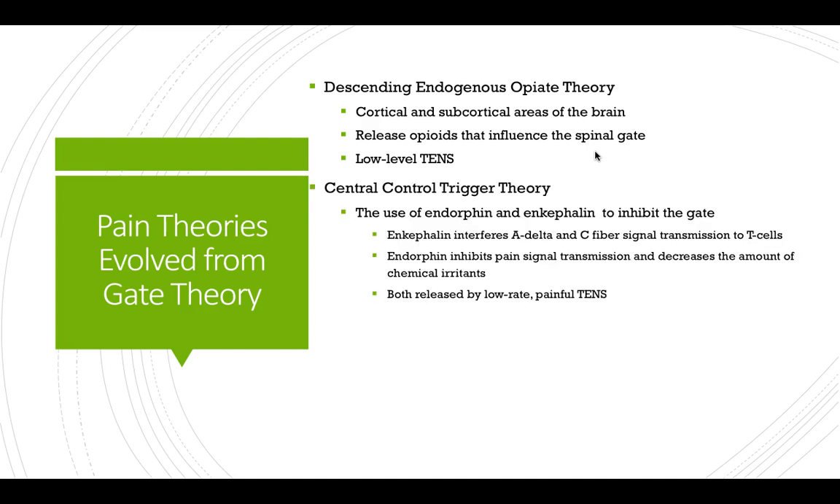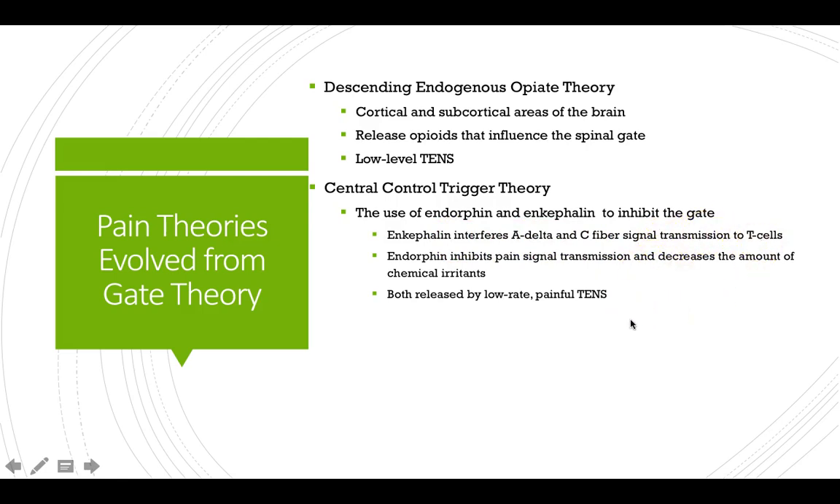Then there was also the central control trigger theory, which took the endogenous opiate, took the central control, took gate, and kind of combined them all together. And also looked at this chemical mediator, like a neurotransmitter that is active inside the spinal cord, specifically in that dorsal horn, and the use of either endorphins or that enkephalin, usually the endorphin affects the enkephalin, to then inhibit the gate. So enkephalin interferes with the A delta and C fibers' ability to transmit through the T cell.